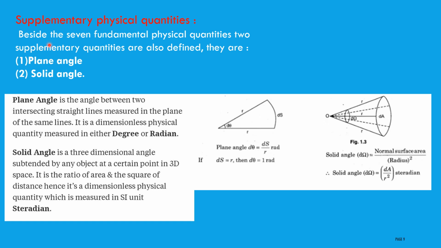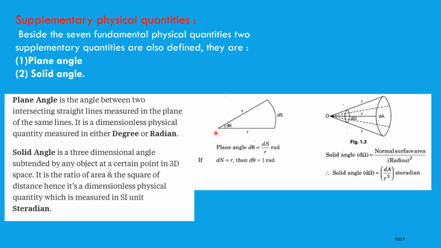Supplementary physical quantities. Besides the 7 fundamental physical quantities, 2 supplementary quantities are also defined. They are plane angle and solid angle. Let us discuss in detail what is meant by a plane angle. It is the angle between two intersecting straight lines measured in the plane of the same lines. It is a dimensionless physical quantity measured in either degree or radian.